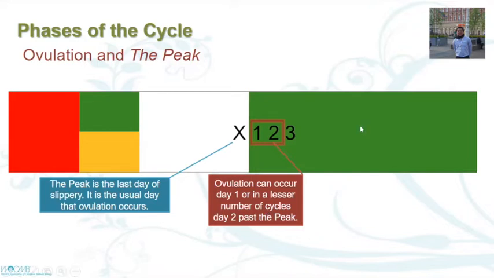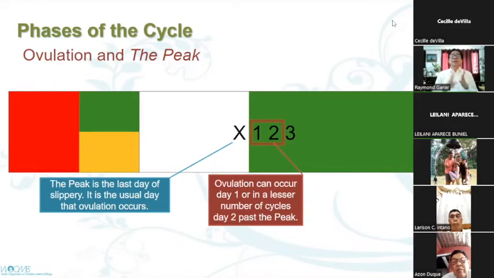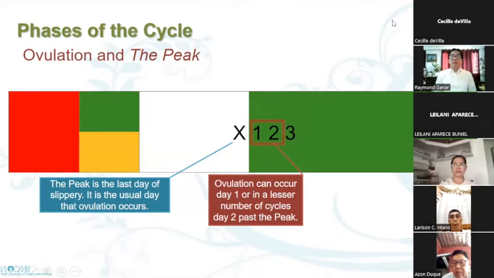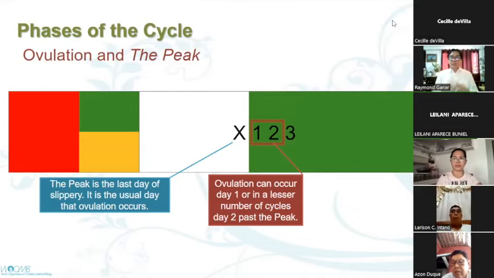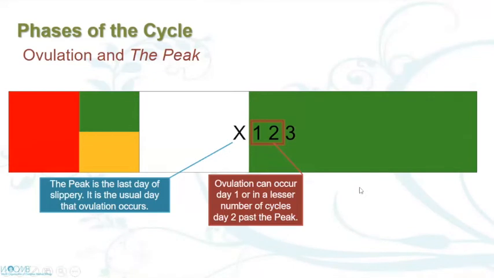So again, take note, listen to this one. As we have learned in Saturday 1 and Saturday 2, the peak day is the day of ovulation. But now I am revealing another concept. And what is that? That ovulation might take place also during day 1 or day 2 after the peak day. But most of the time, it will always happen during the peak day.